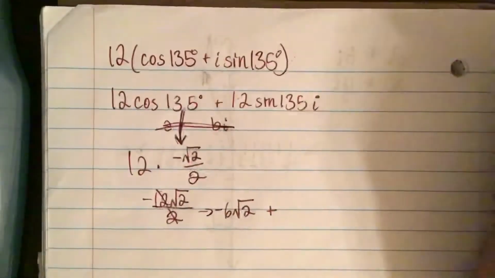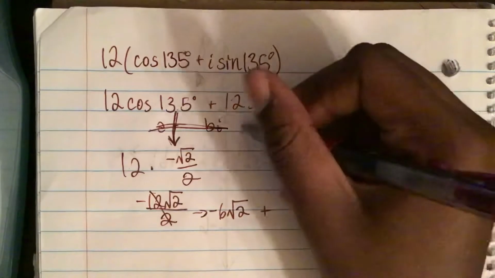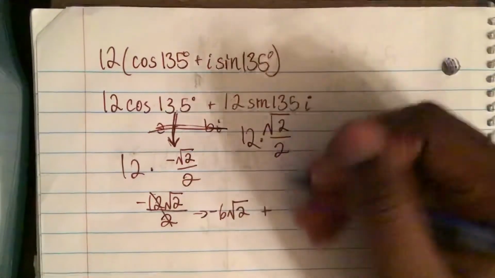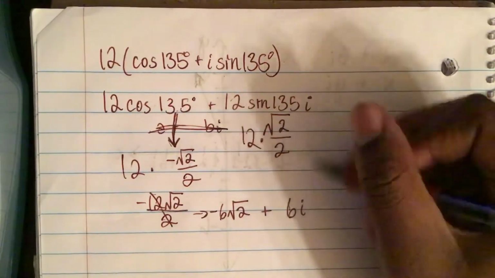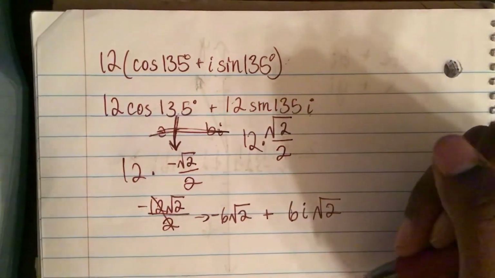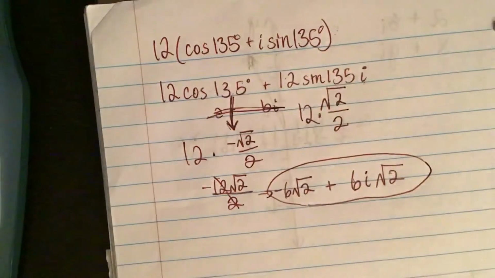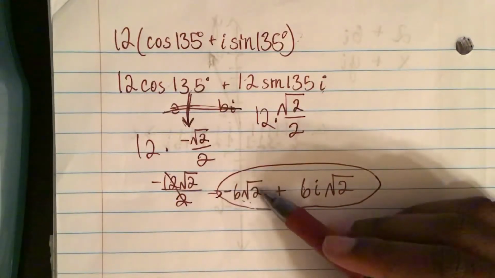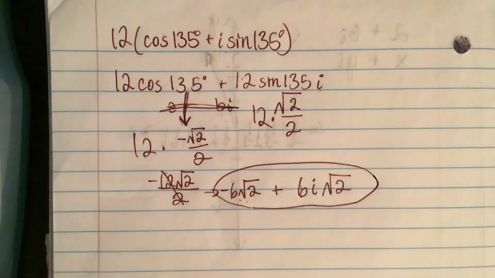Plus, we have to solve for this. So sine of 135 is going to be positive square root of 2 over 2 times 12. So that's going to be the same thing here, but positive. So that's going to be 6i, because we can't forget about that i, times the square root of 2. So that is our final answer. This is in a plus bi form. Negative 6 times the square root of 2 plus 6i times the square root of 2. And that's our final answer. And now we're going to do the opposite.